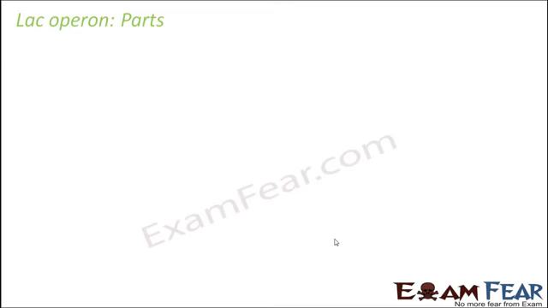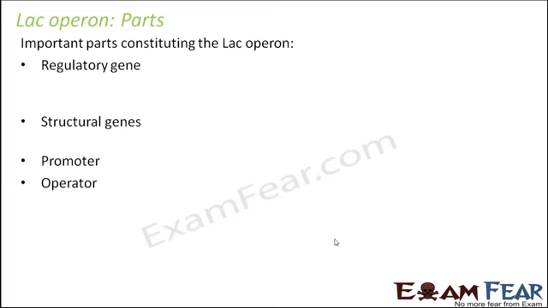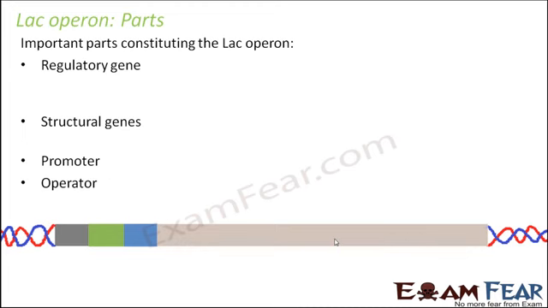So let us look at the various parts of the Lac Operon. The important parts that constitute the Lac Operon are the regulatory gene and the structural genes. Other than that, we have as usual the promoter and operator. As I mentioned before also, this is the promoter, this is the operator, and this is where we have the structural genes.